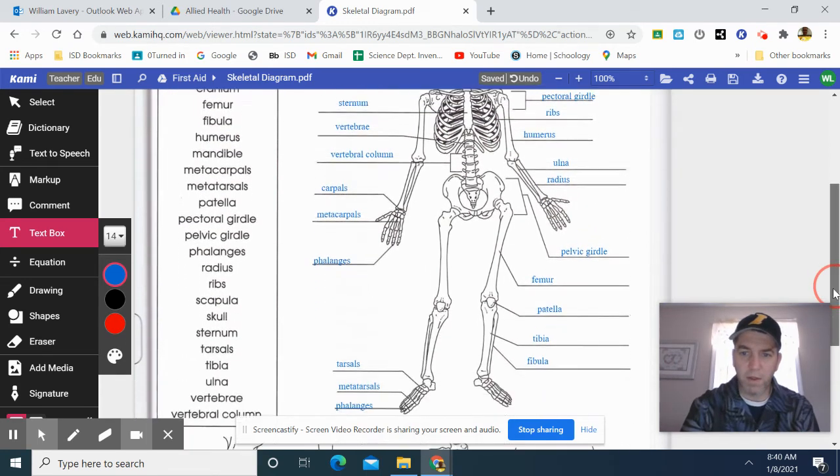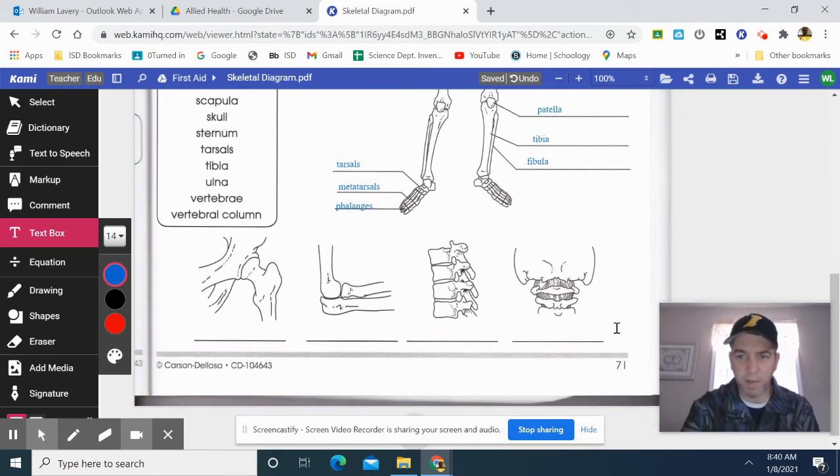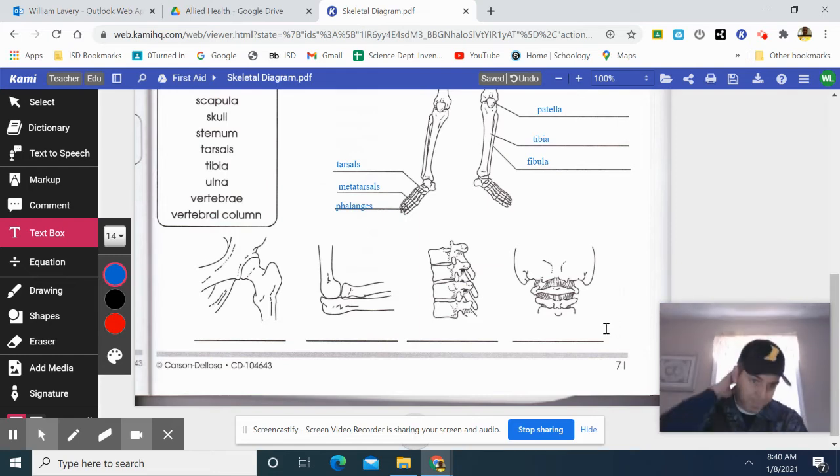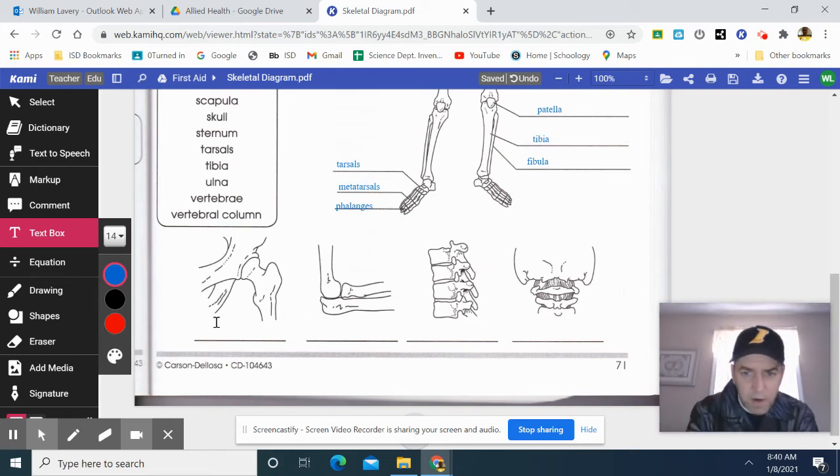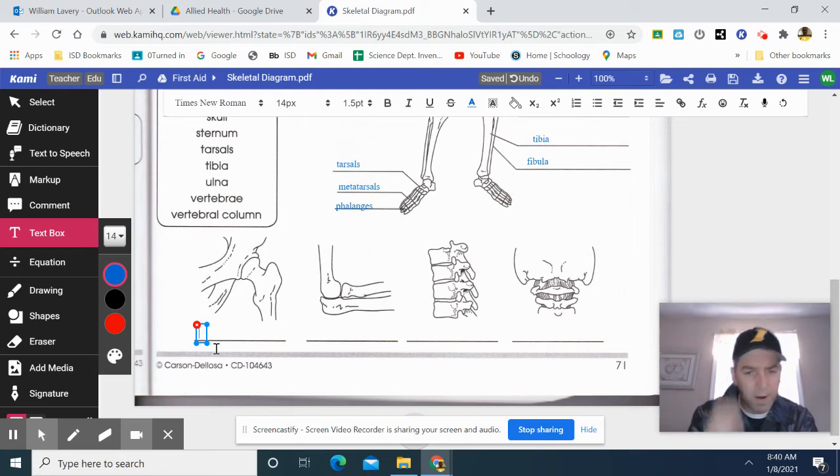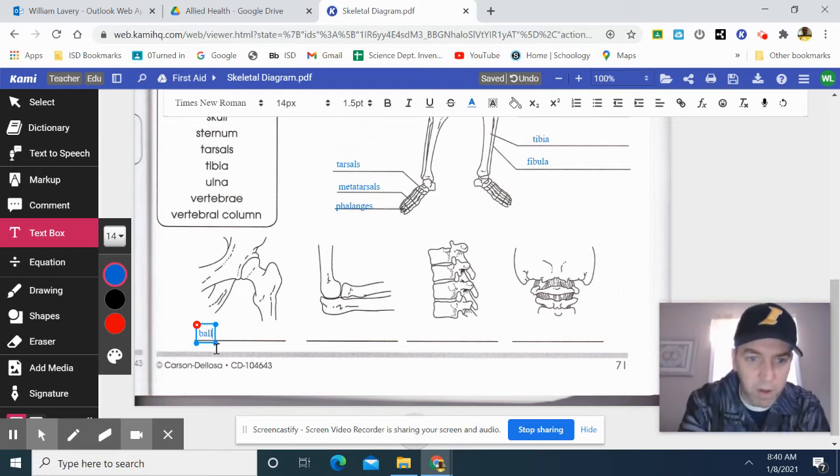So I think we covered everything there. Now, these are joints at the bottom here. And this would be, I believe that is your hip. So that would be a ball joint. This is your hinge joint. I believe that is your vertebrae. So that would be your synovial joint.